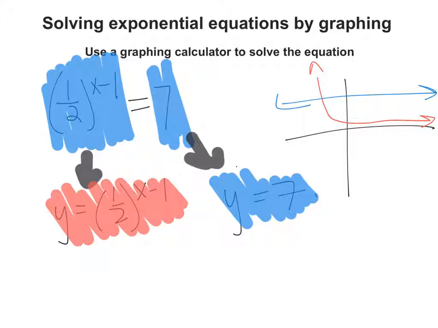So I've drawn a rough sketch right here of what your graph should look like. My red line is my exponential function, my blue line is my linear function, and you're going to notice that they are intersecting right here at this point. So our goal is to figure out what that point is so we can figure out what the value of x will be.